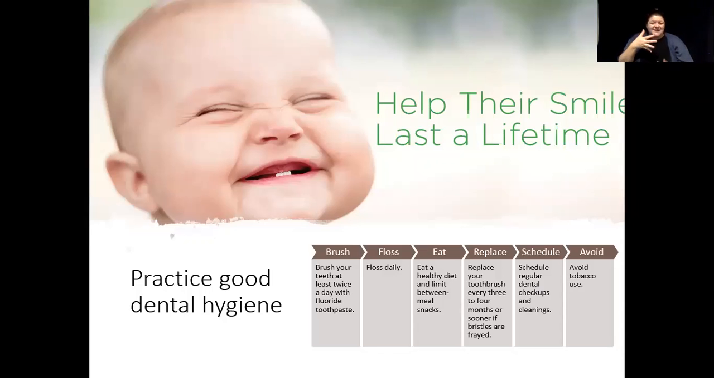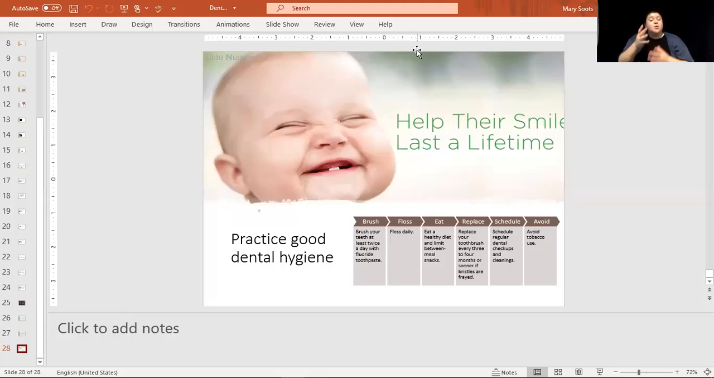replace your toothbrush, right? Especially if you have infections, you're getting those infections on your toothbrush, and then next time you brush your teeth, you're reinfecting yourself. Go to the dentist twice a year to get your teeth cleaned and have regular checkups, and avoid things like sugary drinks and tobacco and all that other good stuff. So that's what I have to tell you about dental health.